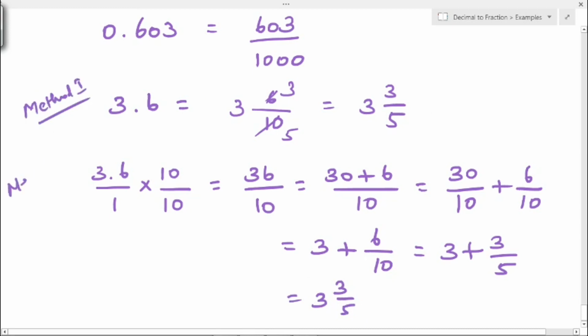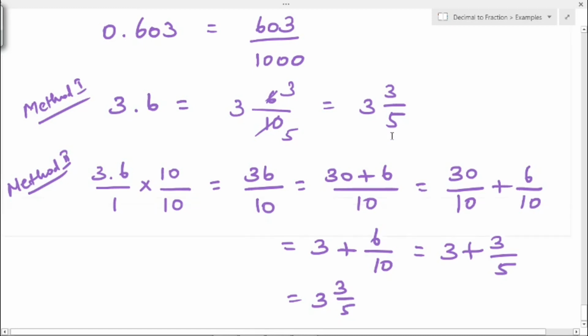and this is method 2. This is the easy way of solving. Just this 3.6 can be written as 3, and this 0.6 can be written as 6 by 10. So if you simplify you will get 3 and 3 by 5.